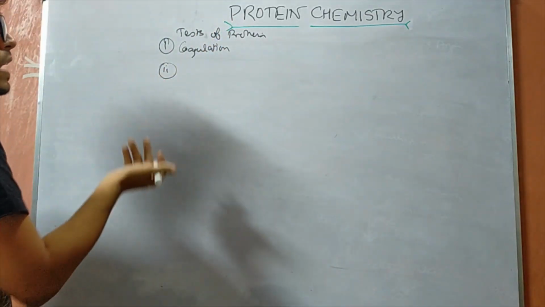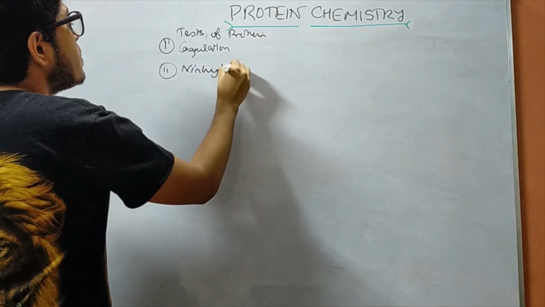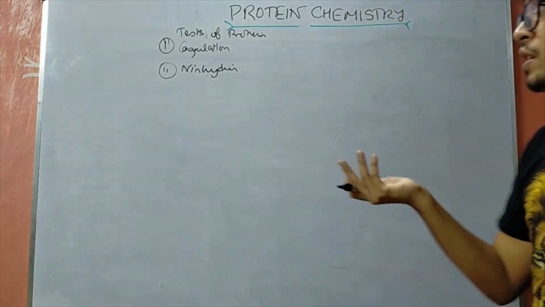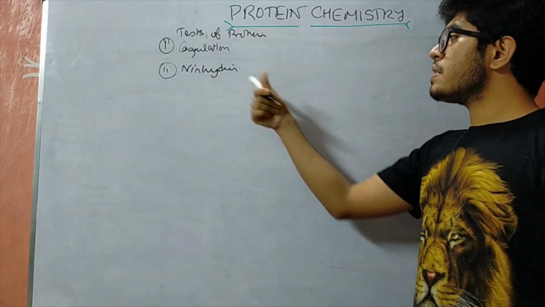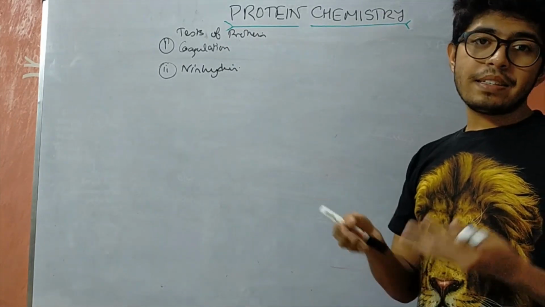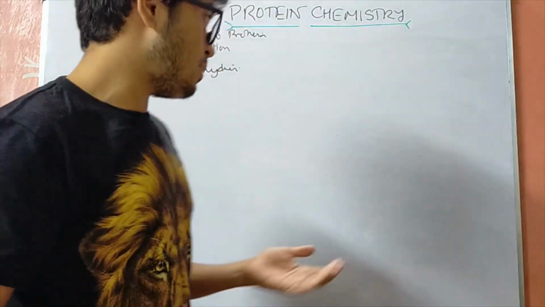Subsequently, we have the Ninhydrin test. The Ninhydrin test is very important. This is one of the most important and most used tests, where we are able to detect alpha amino acids. This Ninhydrin test is one of the very important tests, which shows a positive result for almost all protein molecules.